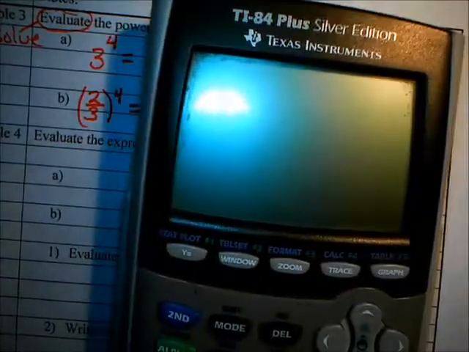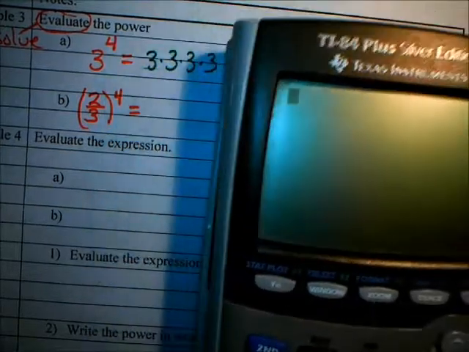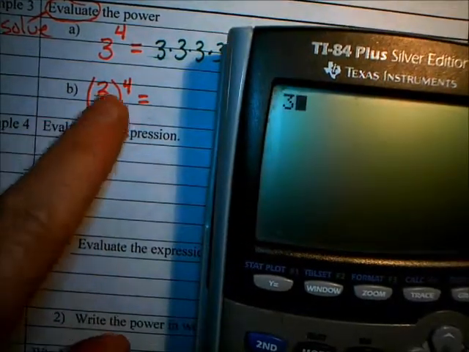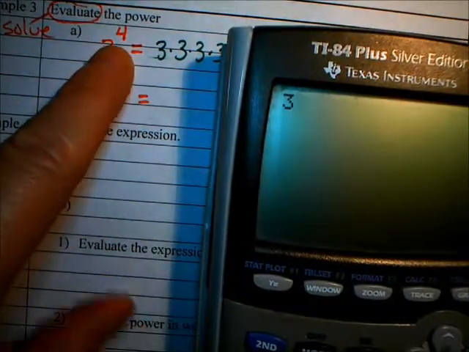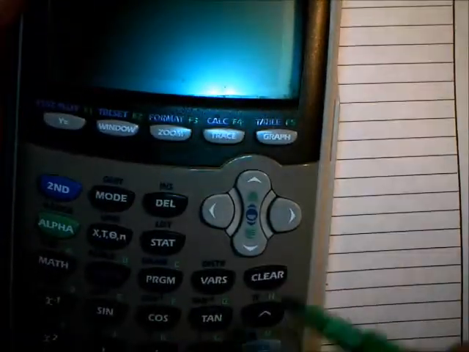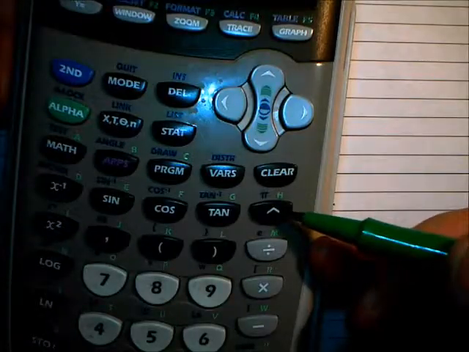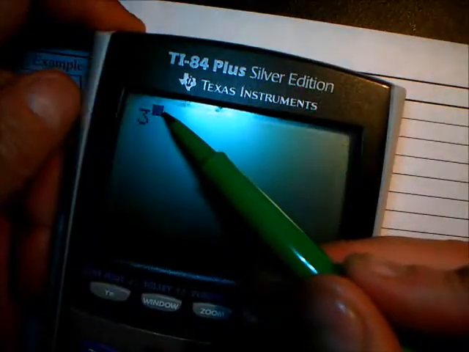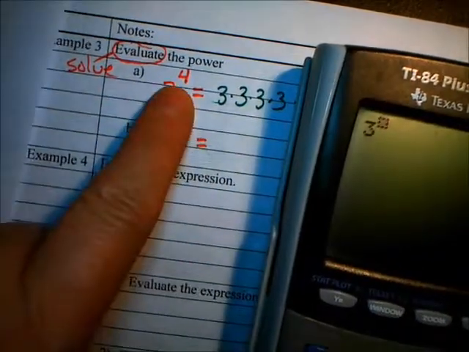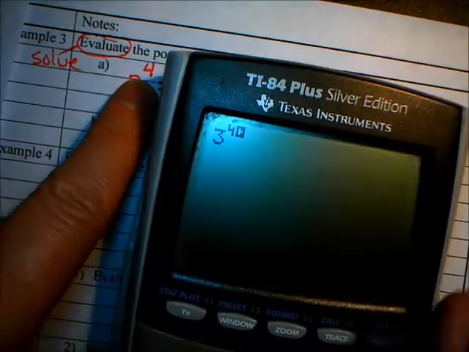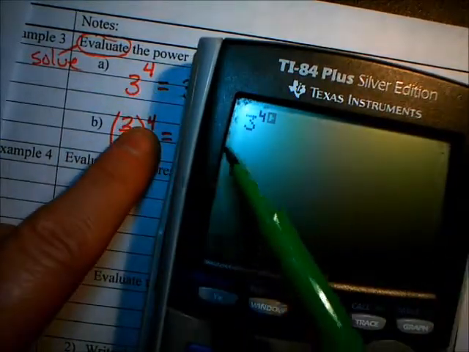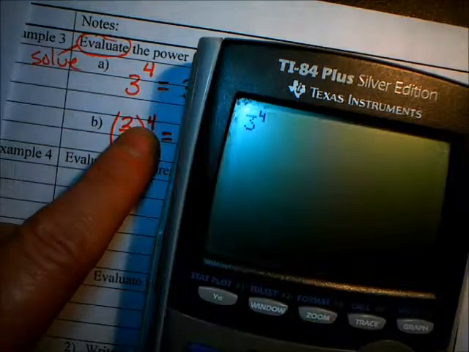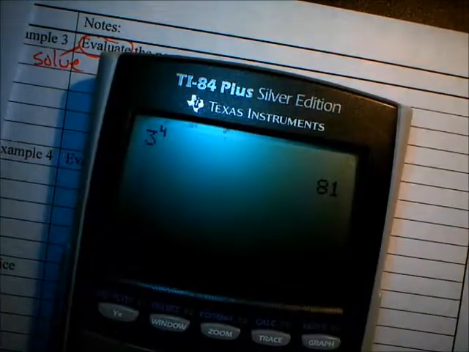And if I go to my calculator, I can put the 3 in easily, but I need to get to the exponent and put a 4. Well, that involves using this button on the side called a caret. And when I push that button, it raises my exponent up to the top, which allows me to enter a 4, so I have my picture looking the same as my problem. I push enter, I get 81.